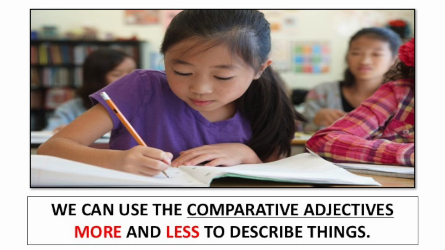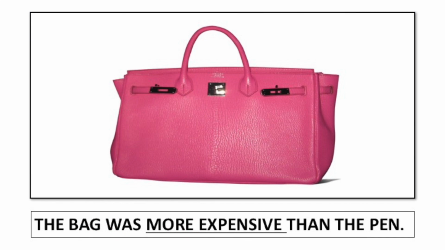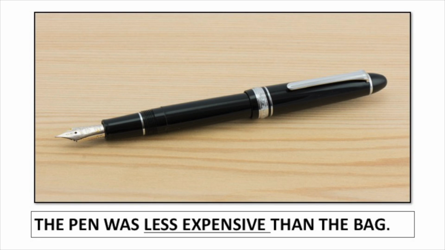We can use the comparative adjectives, more and less, to describe things. The bag was more expensive than the pen. You see, more before the adjective, more expensive. The pen was less expensive than the bag. So the two opposite qualities, more and less.